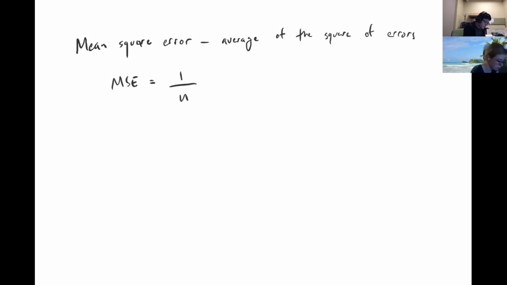The more common metric is the mean squared error. And so this is simply the average of the square of errors. Okay, and so here is the equation: 1 over n, sum of i equals 1 to big N of y_i minus y_i hat squared.